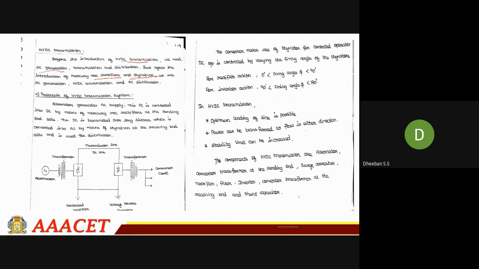The principle involved in HVDC transmission is that generally AC supply is generated, and this AC will be converted to DC by means of rectifiers. Mainly a mercury arc rectifier will be used at the sending end. From the power plant, it will be stepped up, and then given to the substation, which consists of a controlled rectifier. This controlled rectifier is of one type, the mercury arc rectifier.